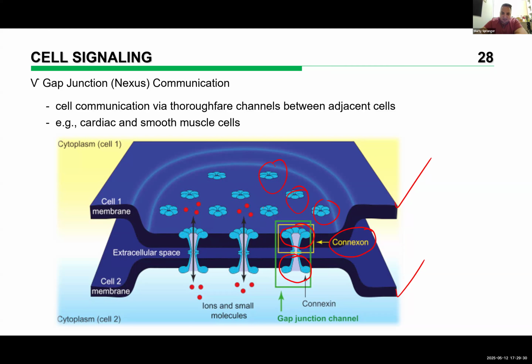And each hemichannel has 6 proteins that make it up. 1, 2, 3, 4, 5, 6. All those individual proteins are called connexins. So 6 connexins make up a connexon, make up a hemichannel, and 2 hemichannels make up a gap junction channel, which make up an entire gap junction. Thousands of them make up an entire gap junction.